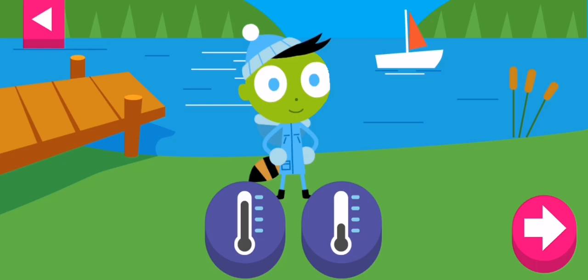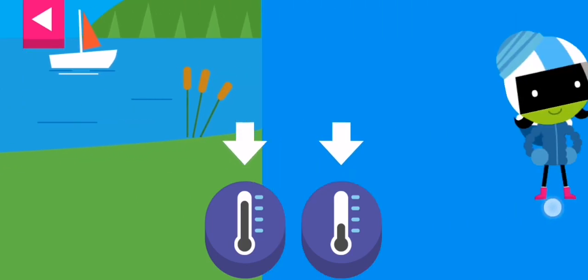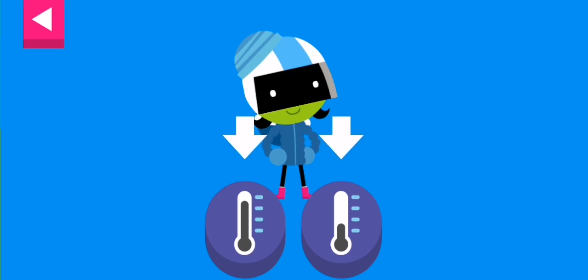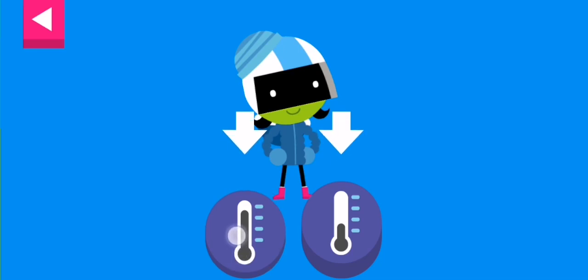Tap the arrow to change the scene. Dot is dressed for a warm day. Tap the thermometer that shows it is warm.